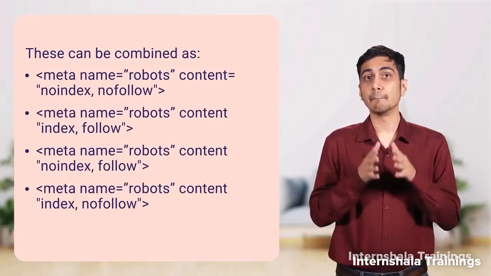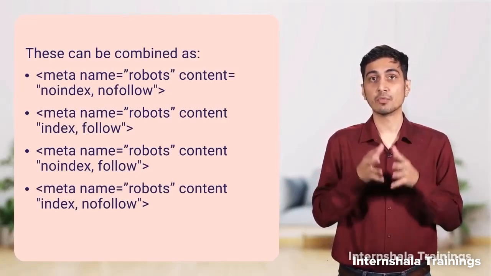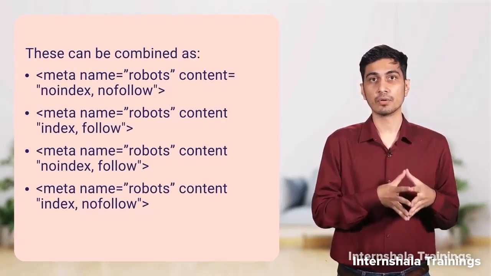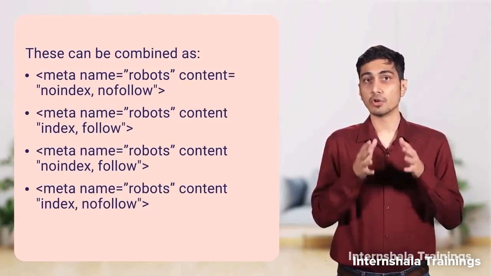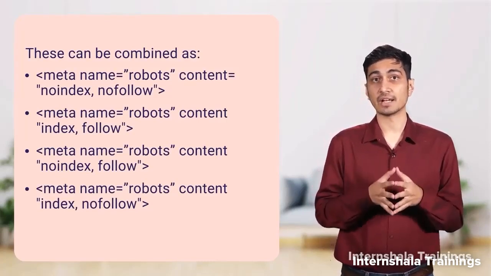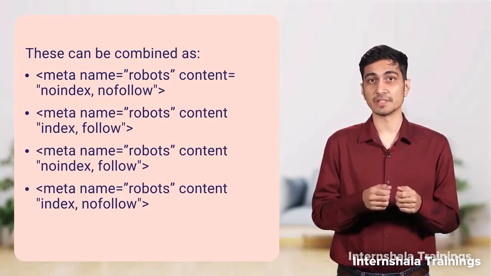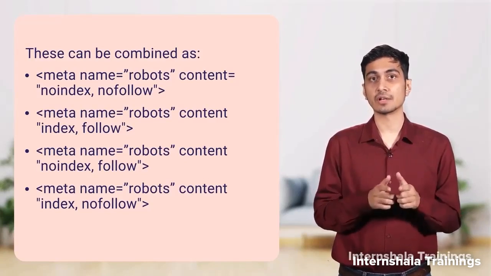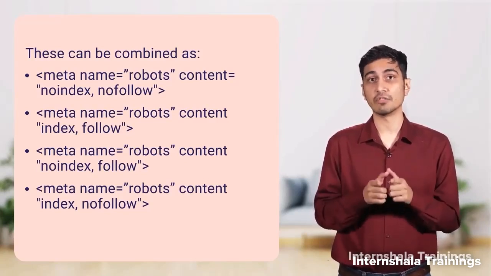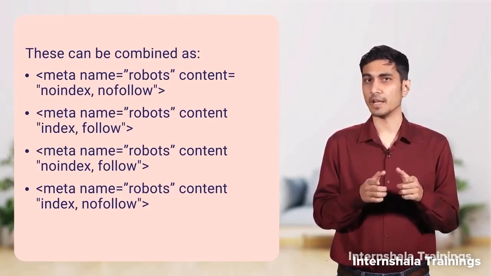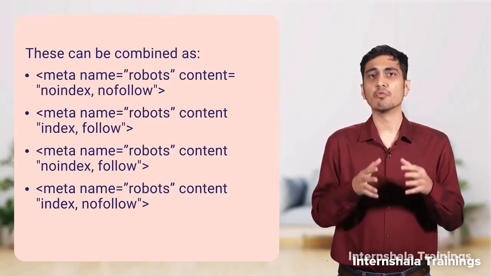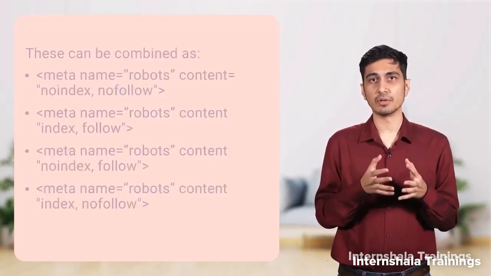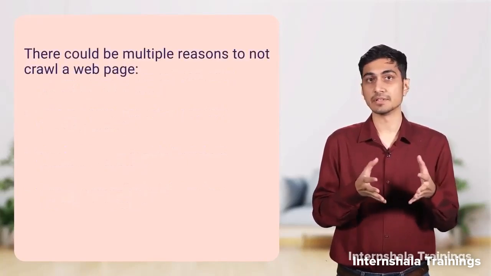Not setting a meta robots tag is equivalent to index, follow. Using the wrong attributes in the meta robots tag can have a bad impact on your site's presence in the search results. It is very important to use this tag to restrict crawling of unwanted web pages on your site. Now, you might be thinking, why wouldn't we want our pages to be crawled? Well, there could be multiple reasons.